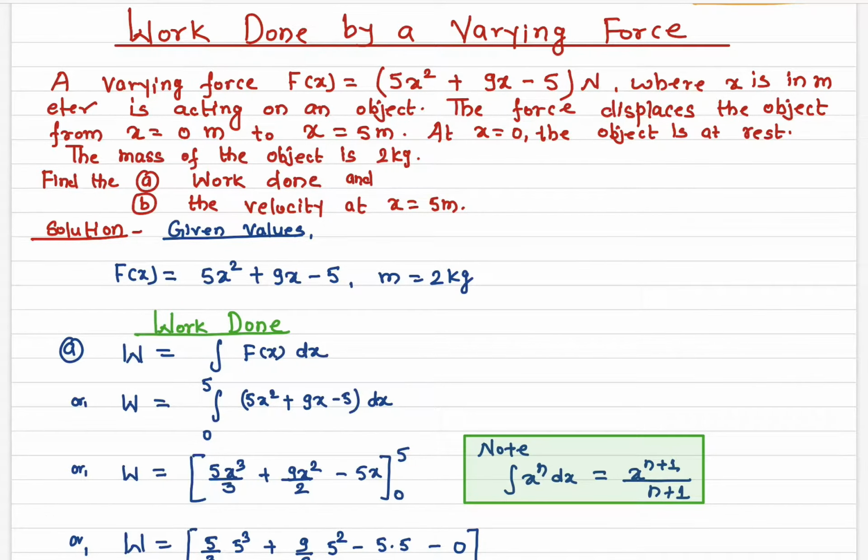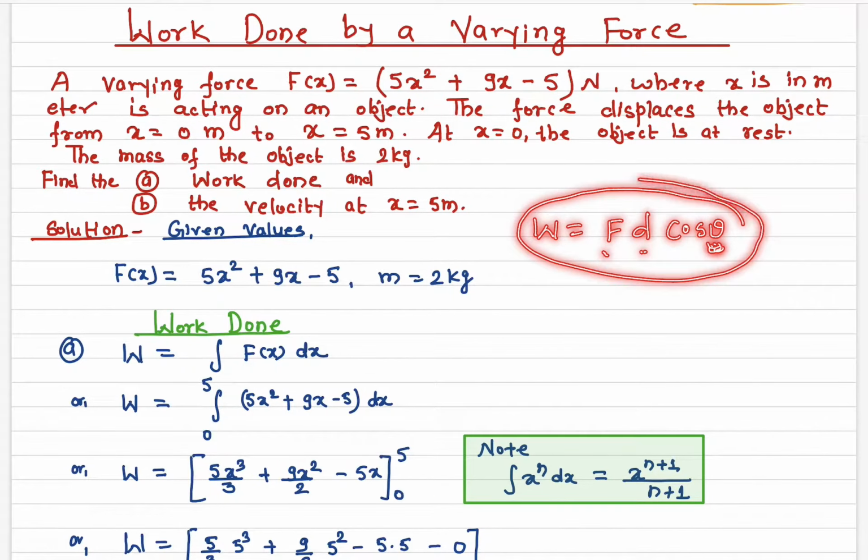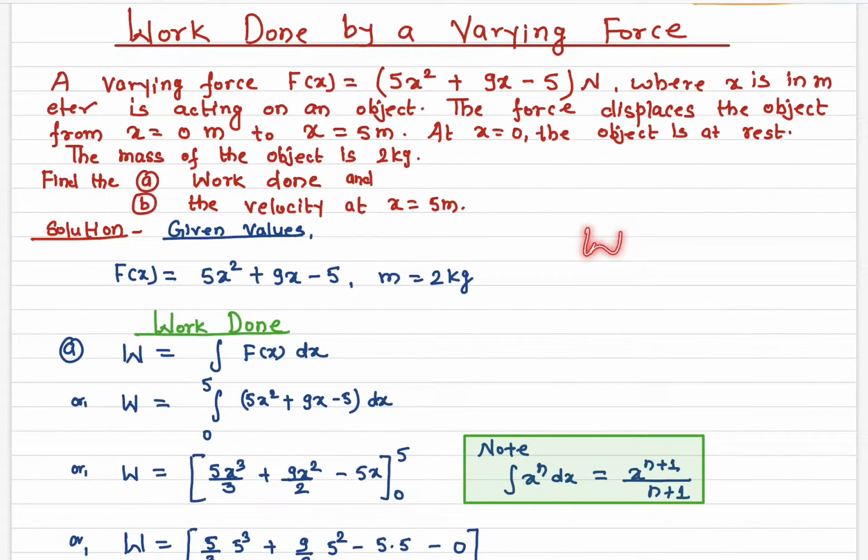In general, we have studied that the work done is equal to the force times displacement times the cosine theta, and theta is the angle between the force and the displacement. This equation is valid only when the force is a constant force. But now, as the displacement changes, the force also changes. Then how do you calculate the work done? We'll be talking about this problem.